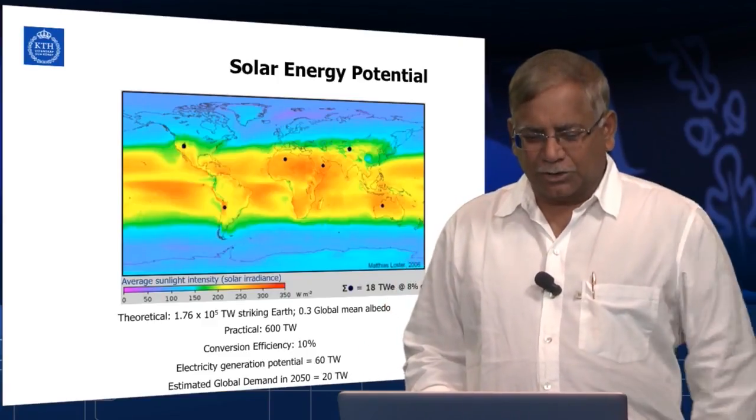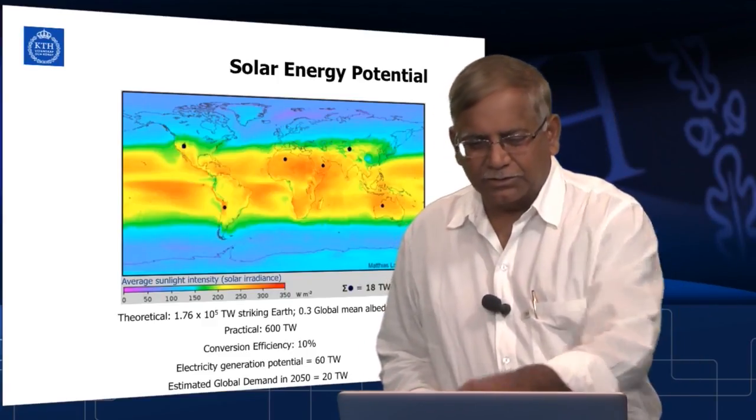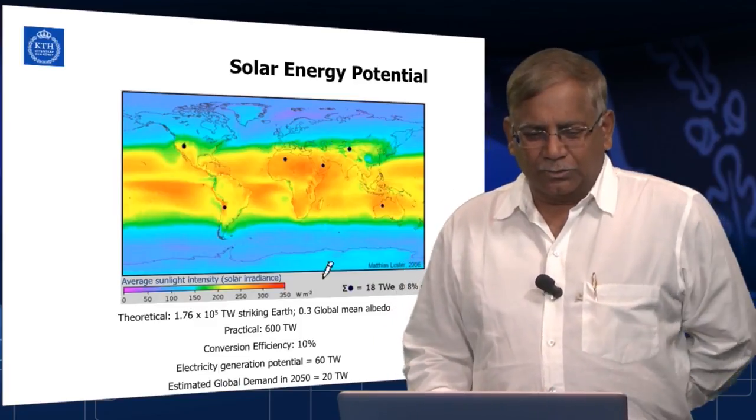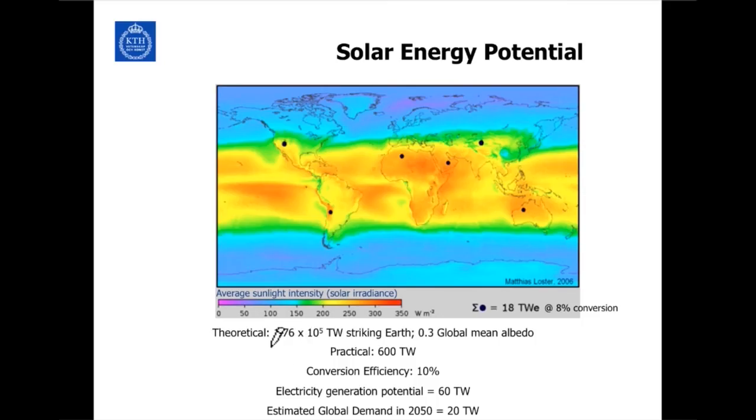Now, if you look at the potential one could get over the whole world, the theoretical solar radiation striking the earth is just about 0.2 million terawatts. That is the amount of radiation coming from the sun, and the global albedo, that means the reflection coefficient averaged over the entire globe, is about 0.3. So essentially 30% of it is reflected back into the atmosphere.